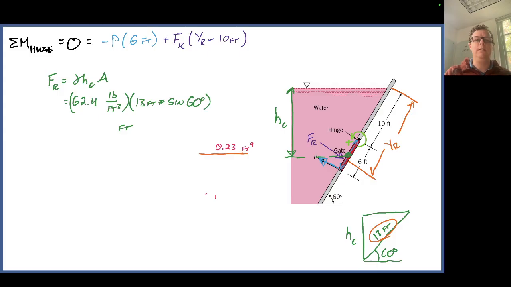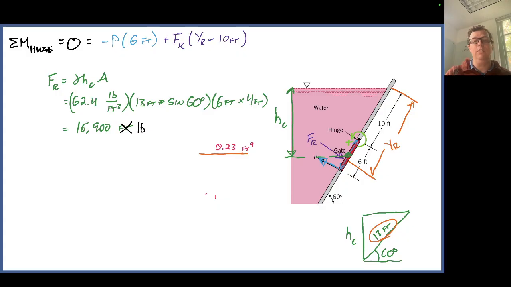So HC can be calculated as 13 feet times the sine of 60 degrees. Pro tip here, make sure your calculator is in degrees, not radians, to get this problem correct. And then the area of the gate itself, 6 feet along the diagonal, and then 4 feet in and out of the page. So when we go through and complete that calculation, I get about 16,900 pounds. So we've got the magnitude of FR.